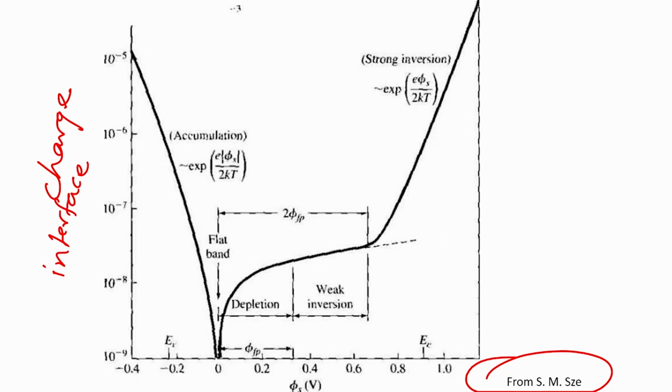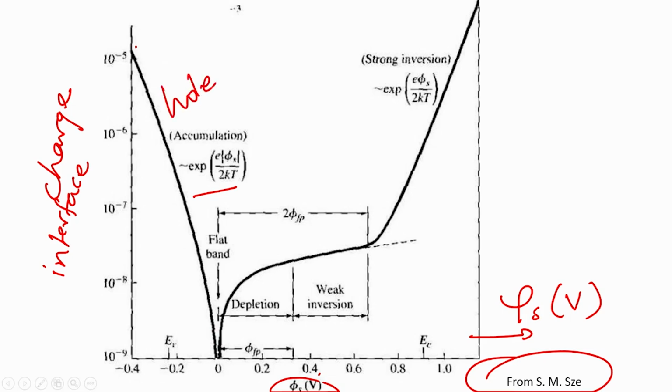and what you are seeing here is essentially what happens when you start varying phi s. Do not worry about too many details of this plot, but this label has gone away from your screen. So, on this x axis phi s is being varied. Initially you are in accumulation mode, and you find that the hole concentration is varying as exponential of phi s, and then you enter depletion, and your charge in the semiconductor is basically the depletion charge.